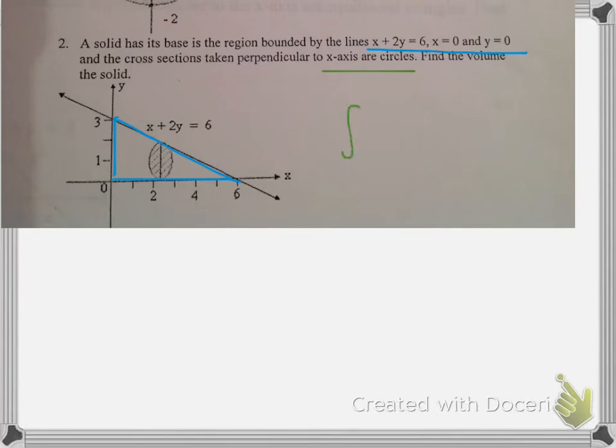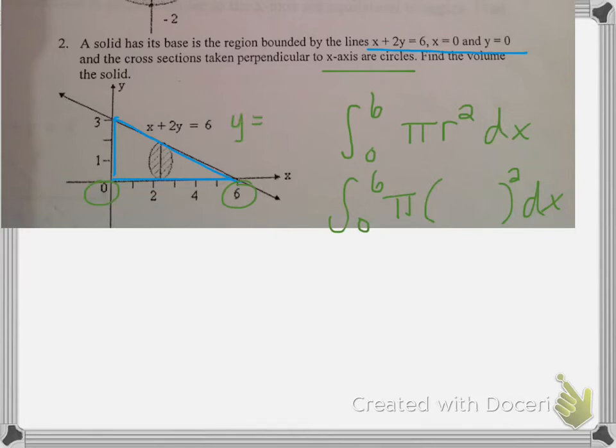So I know that it's the integral from 0 to 6, because it's 0 to 6. The formula of the circle, pi r squared. So now I just need to find that distance, or the radius. So I'm going to solve this for y. I'm going to subtract x and then divide by 2. And so that's the equation. And what that'll give me is the distance from there to there.